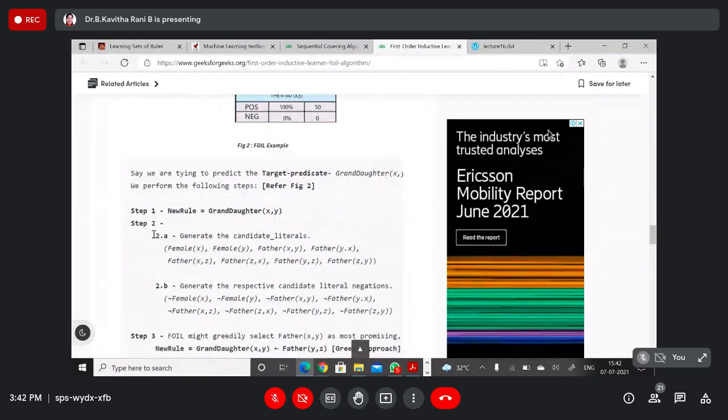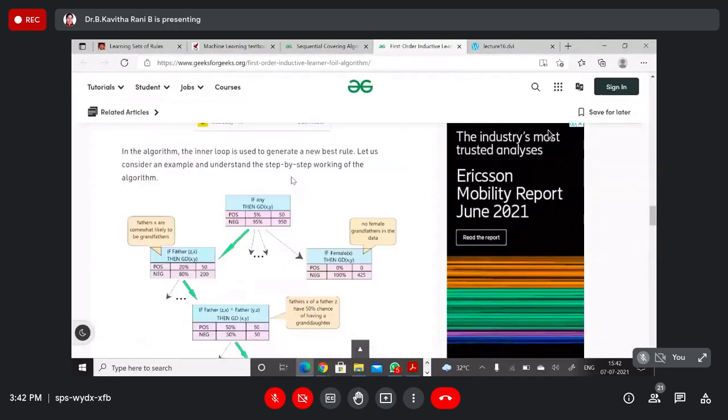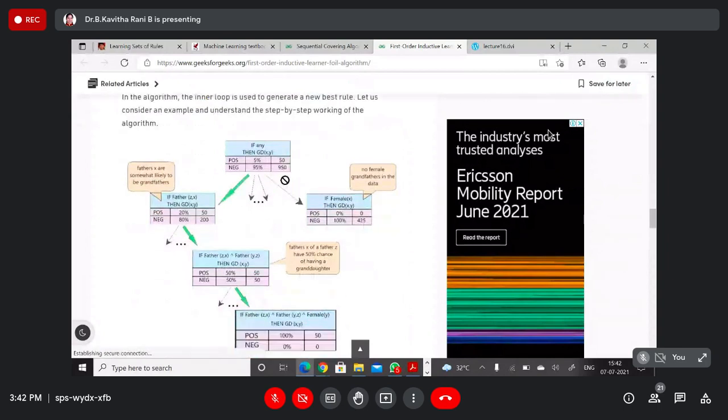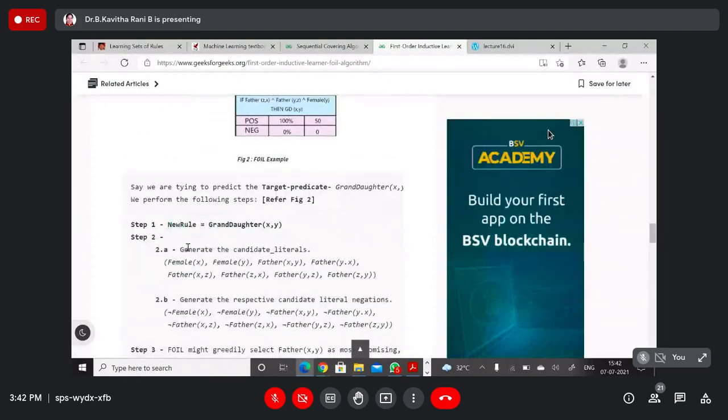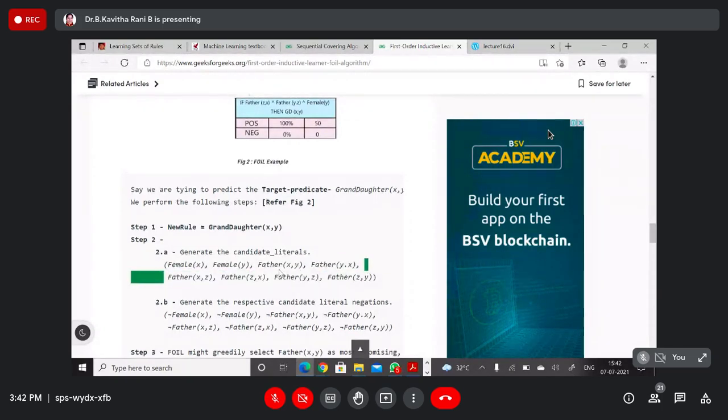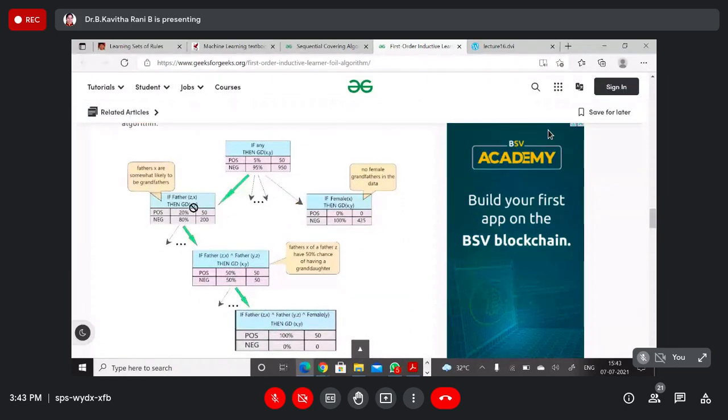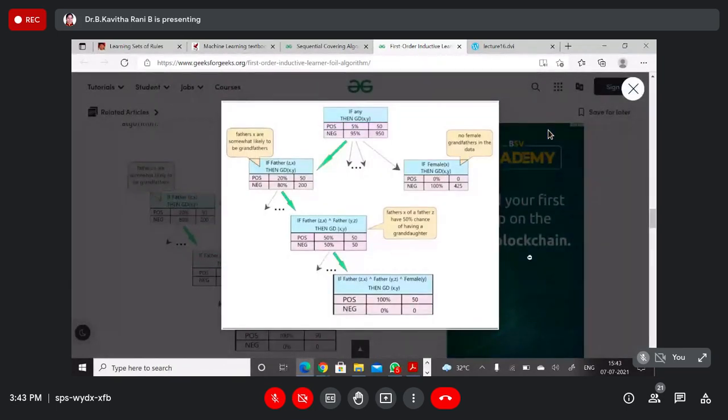So you can see here, step 1, new rule, granddaughter x comma y. So here granddaughter x comma y is the root node. Okay, generate the candidate literals. What is that? Female x, female y, father x comma y, father y comma x, father x comma z, father z comma x. So these are all different types of literals that you have to generate here.